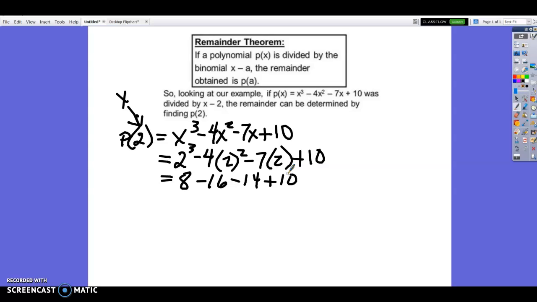All right, so I have 8 minus 16 is negative 8. Negative 8 and negative 14 is negative 22. Plus 10 is negative 12. So this is saying that p of 2 is negative 12. So what that's saying is if we divide this polynomial by this factor, our remainder is negative 12. Okay, so let's check that.